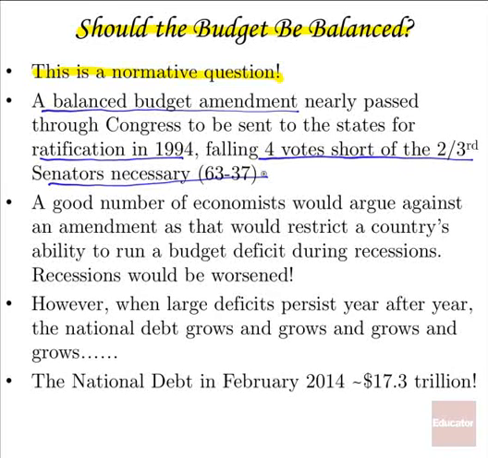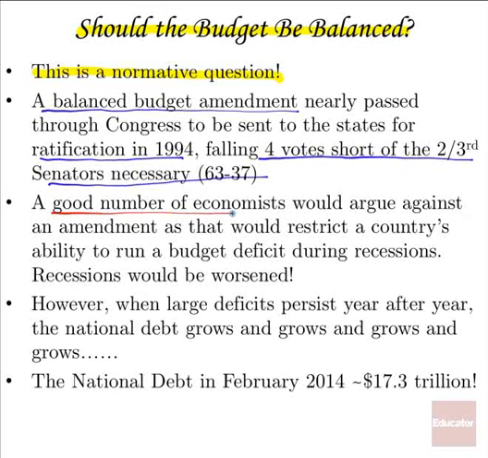So there have been calls for the U.S. Congress to have a balanced budget year in, year out. But again, it's lacked the 2/3 majority in Congress, and after that, it's got to go to 3/4 of the state legislatures in order to become an amendment to the Constitution. But that clearly has not happened.